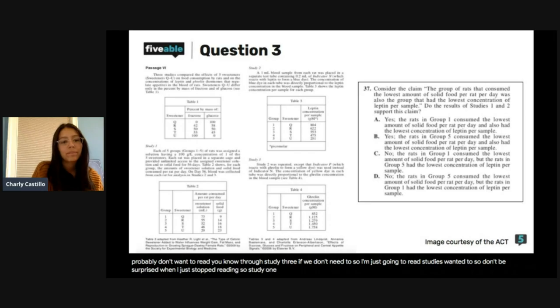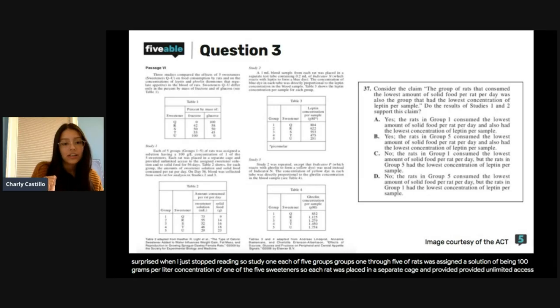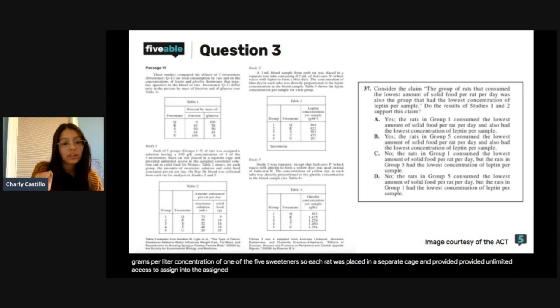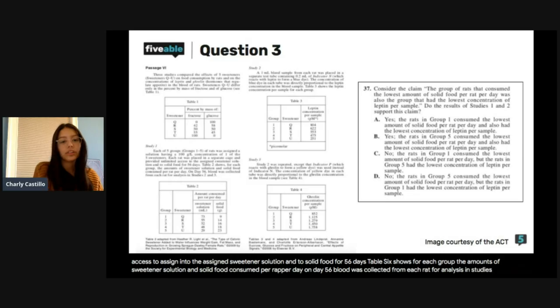So study 1: each of 5 groups, 1 through 5, of rats was assigned a solution at a 100 grams per liter concentration of one of the 5 sweeteners. Each rat was placed in a separate cage and provided unlimited access to the assigned sweetener solution and to solid food for 56 days. Table 6 shows for each group the amounts of sweetener solution and solid food consumed per rat per day. On day 56, blood was collected from each rat for analysis in studies 2 and 3.